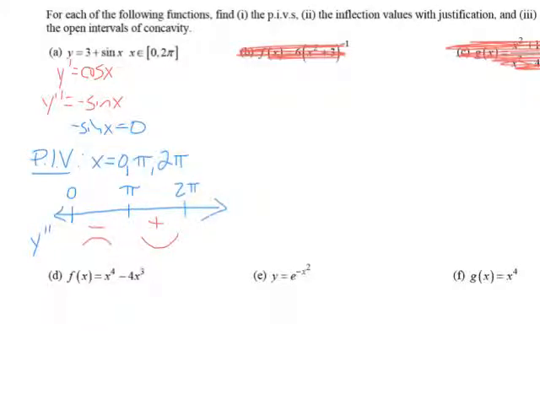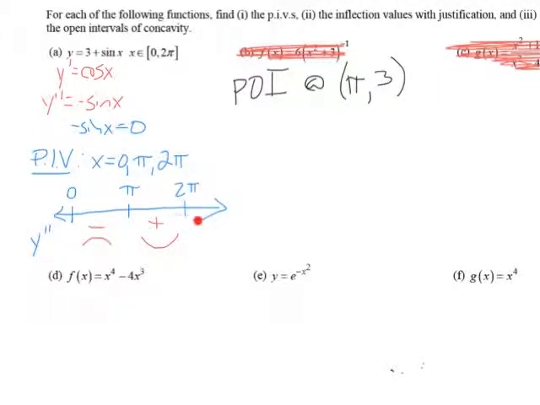So what we have is a point of inflection at pi, comma, what is f of pi? We stick pi in here, we get 3 plus sine of pi, which is 3 plus 0, so 3. There's our point of inflection there.